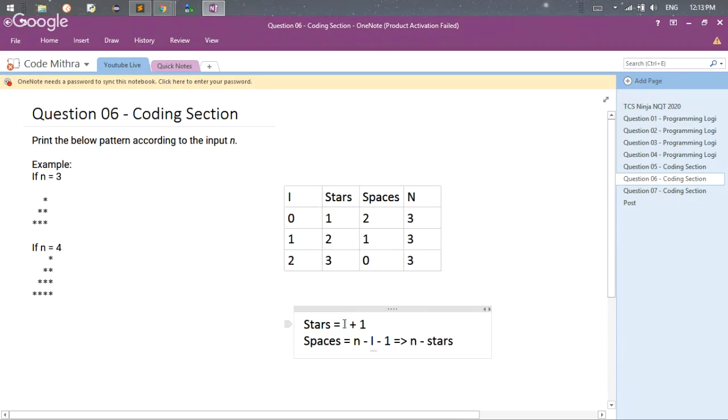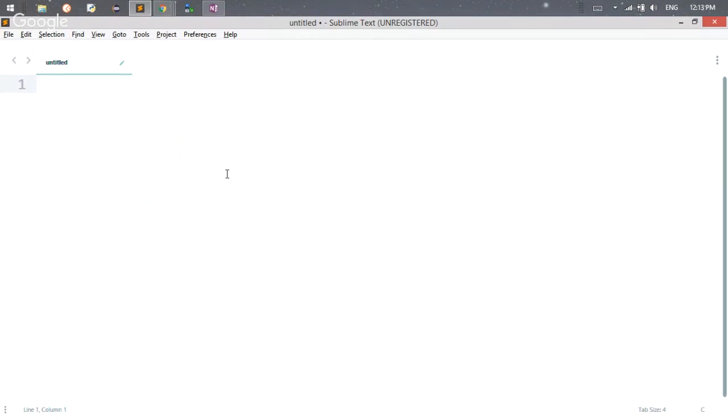You guys remember this? This is what stars is. Now, if in place of stars you put I plus 1, you're going to get the same thing, n minus I minus 1. That's what you're going to get, right? It's the same thing. So now, how do we solve this code? I'm going to write one single code which can be used for multiple pattern problems.